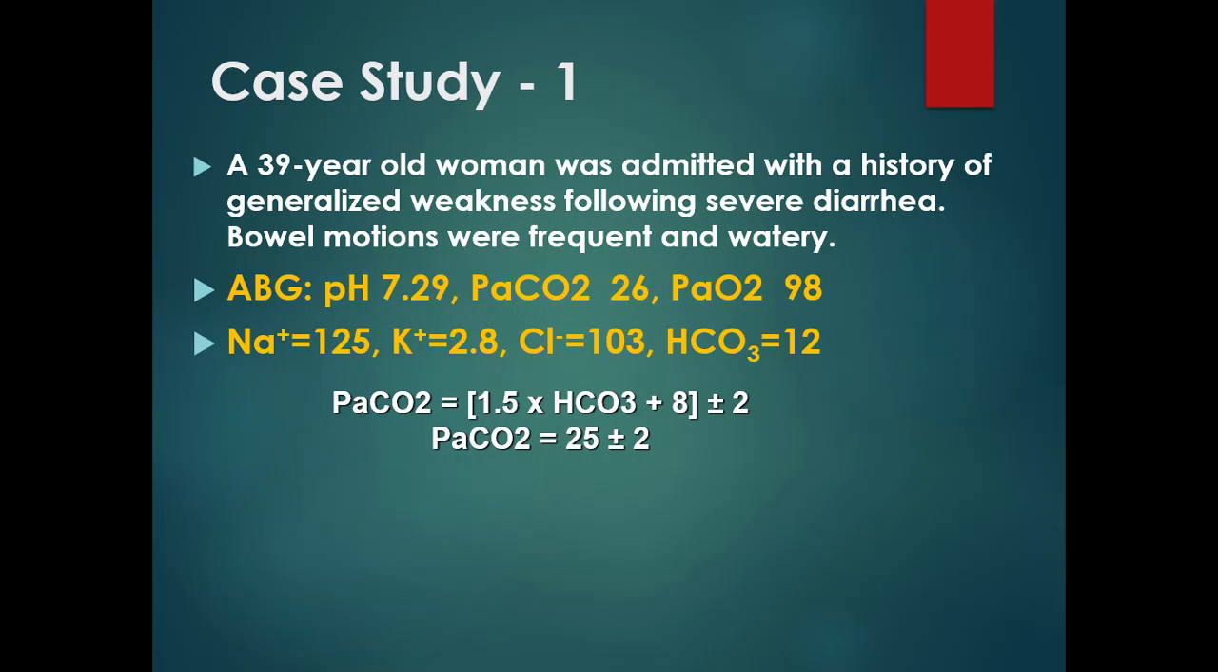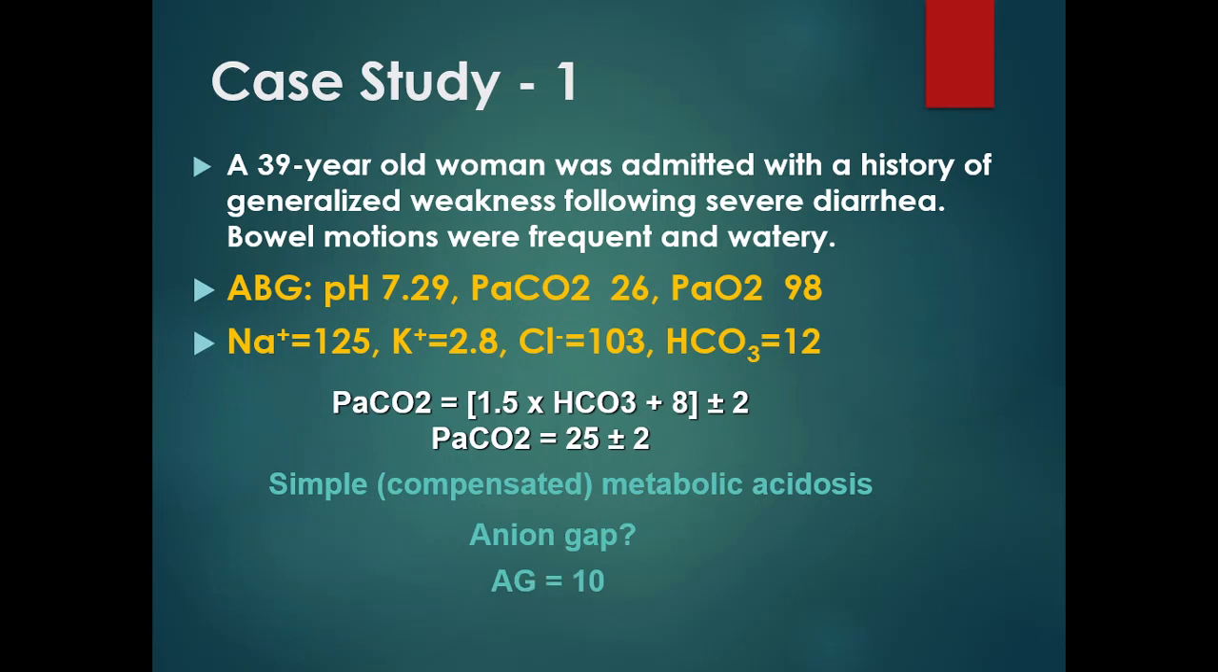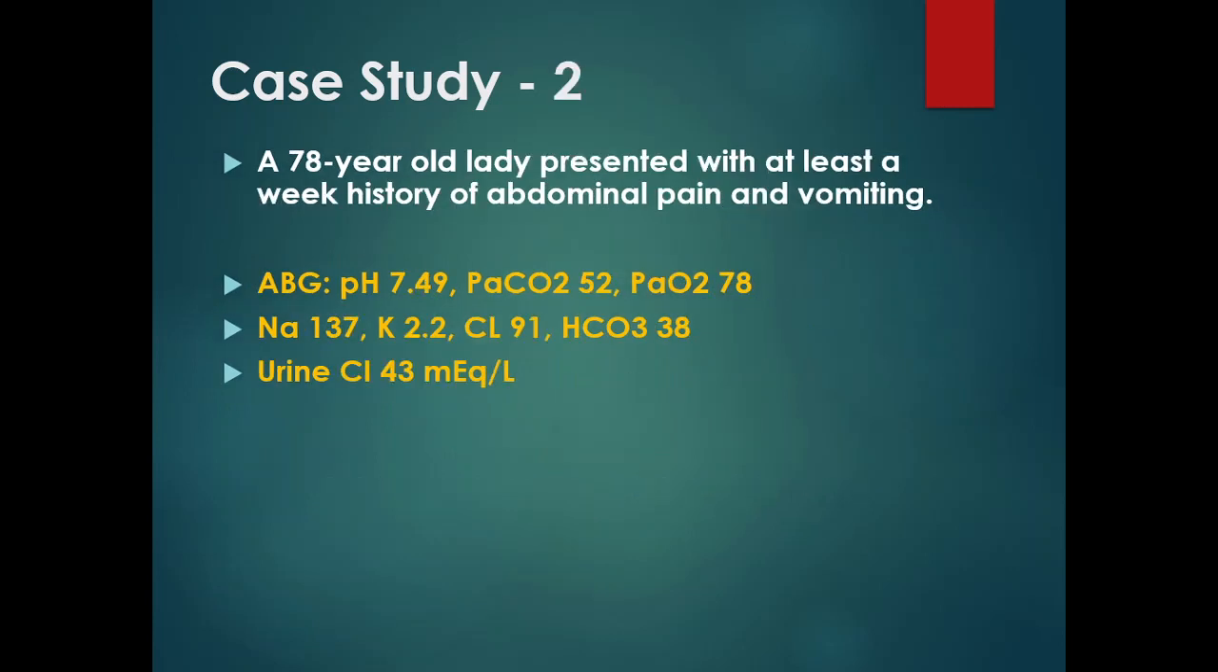Now the compensation rule for metabolic acidosis is 1.5 times the bicarb plus 8, so it is 25, and the patient's PCO2 is 26, so this is a simple compensated metabolic acidosis. Now what is the anion gap? The anion gap is 10. It is sodium 125 minus chloride 103 plus bicarb 12, so it's 10, so it's a normal anion gap metabolic acidosis. Most likely the diarrhea is causing this acid-base disorder.